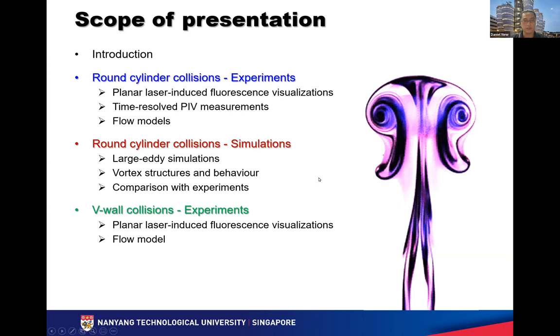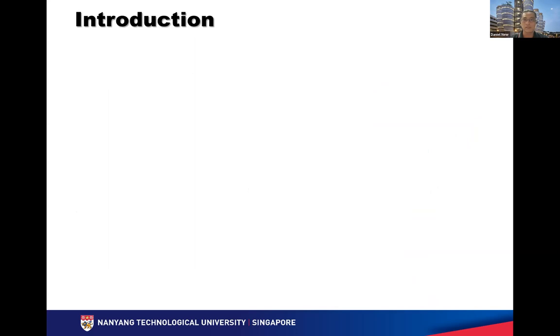Last but not least, I'll go through some of the experimental outcomes that we got for our V-wall vortex ring collisions. Once again, we make use of laser-induced fluorescence to visualize the vortex structures and try to understand the particle behavior. And of course, we're going to present the flow model that we came up with to try to explain the flow observations. And to round up the presentation, I'll give some sort of summary on the results that we have seen so far for vortex ring collisions that we have looked at.